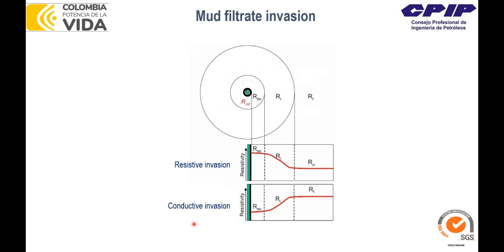So here the interpretation is quite logical. With the resistive invasion, you will see the high resistivity affecting the formation and decreasing with the distance. And with the conductive invasion, the resistivity will increase with the distance. So how do we notice what's going on with the distance? By the curves with different depths of investigation. With the propagation resistivity tool, we always have a set of curves available with different depths of investigation and different physics.